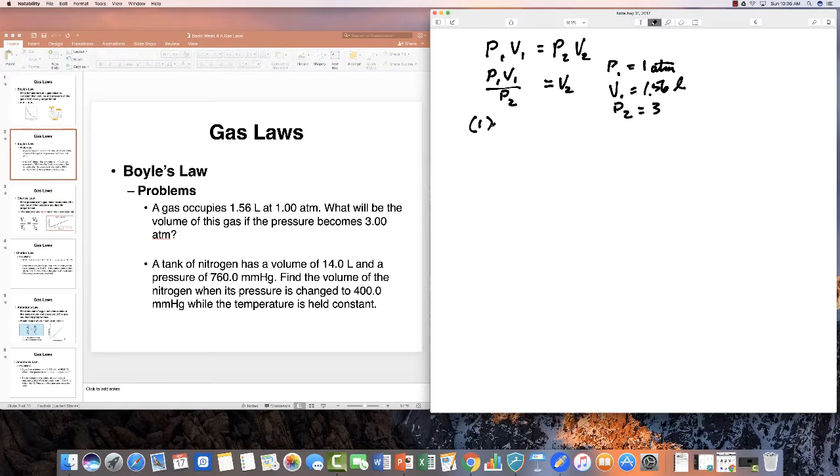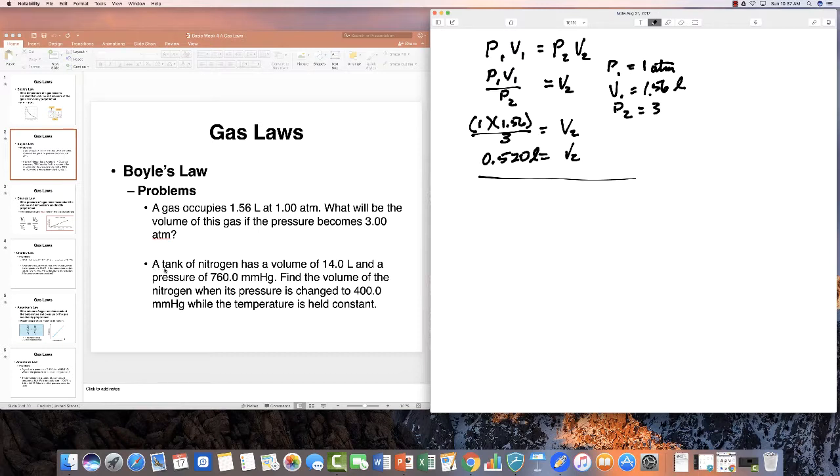So 1 times 1.56 divided by 3 is equal to V2, and V2 is going to equal 0.52. There are three significant figures in all these, so you put a 0 on the end of that. This is in liters, and so this will also be in liters, so your label is liters. So the new volume is 0.520 liters.